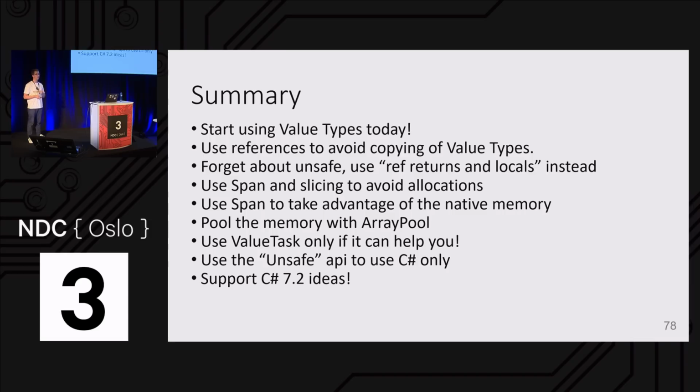Moreover, you can also use Span to take full advantage of unmanaged memory because it's an abstraction. You don't need to care what kind of memory it is. You should also pool the large objects, it's very easy with ArrayPool. You can use ValueTask, but only in this single scenario, unfortunately. And if you want to go out of C# and use full IL power, you can use the new Unsafe class. And please support C# 7.2 ideas.